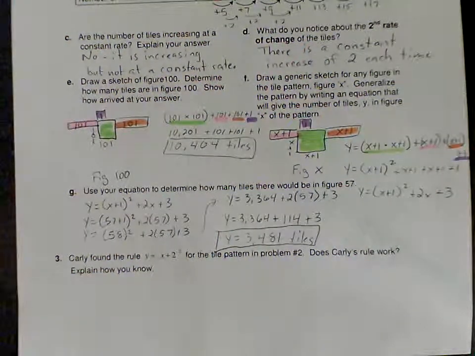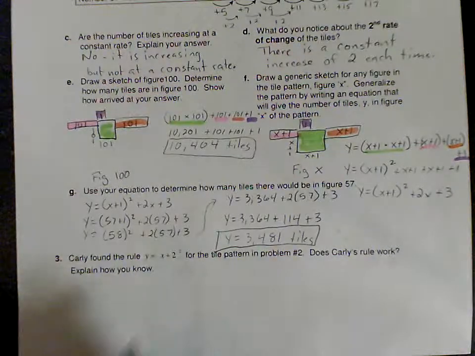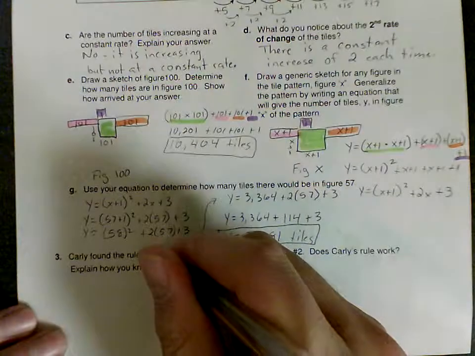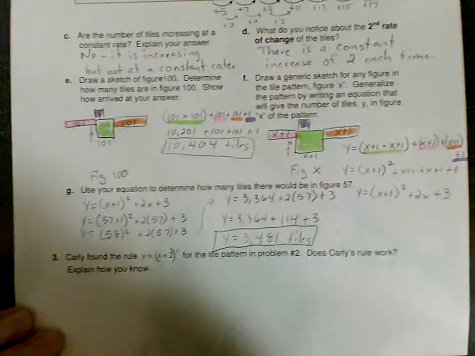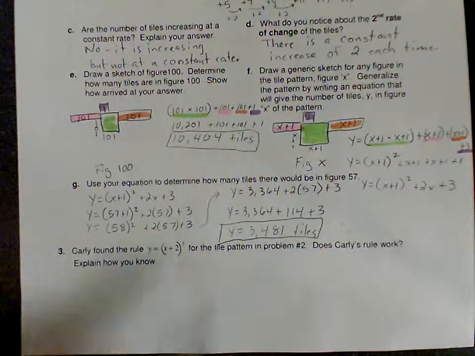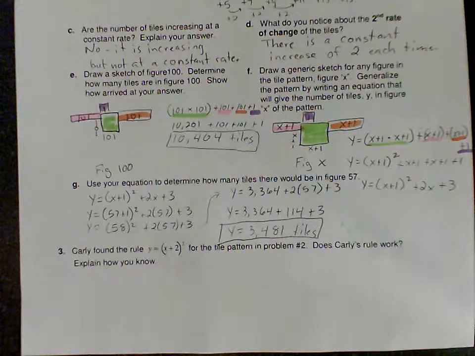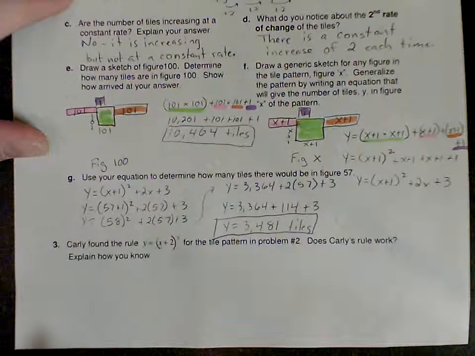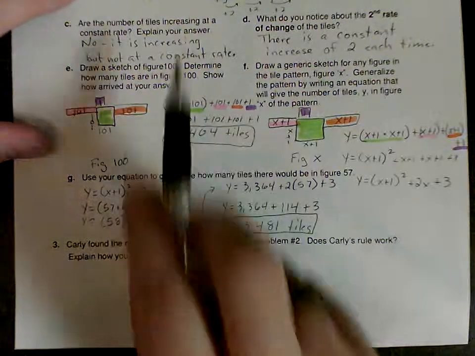And last part, question 3. Carly found the rule y equals, it is copying missed something, so it should be x plus 2 in parentheses. So y equals x plus 2 in parentheses squared for the tile pattern problem 2. Does Carly's rule work? Explain. If we want to know if this works, we're going to have to test a couple. So we know we can plug in a couple of these numbers.